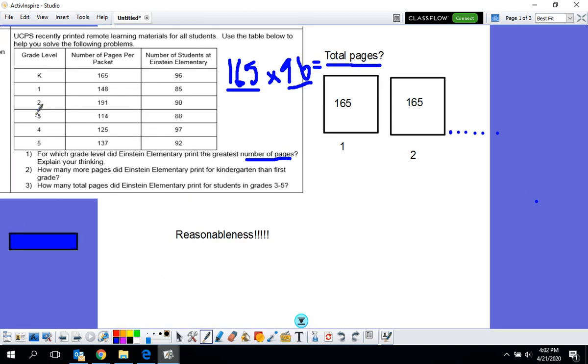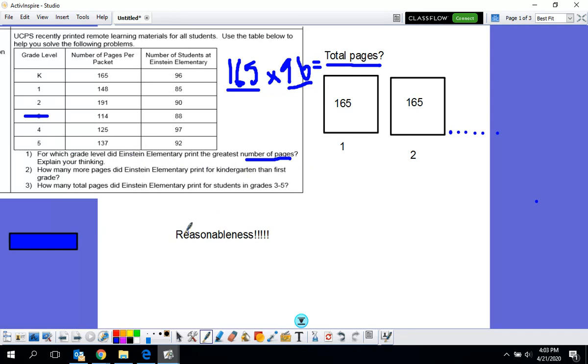I'll go ahead and give you a hint. For me, I'm going to take out 3rd grade, because 3rd grade has 114 pages. That's the least pages per packet. And they also don't have the greatest number of students. They only have 88. I see ones that are greater. So for me, 3rd grade definitely won't have the greatest number. Use your reasonableness to figure out what grade level you think will have the most pages. And then what's important is your explanation. I think this grade level has the most because of blank.